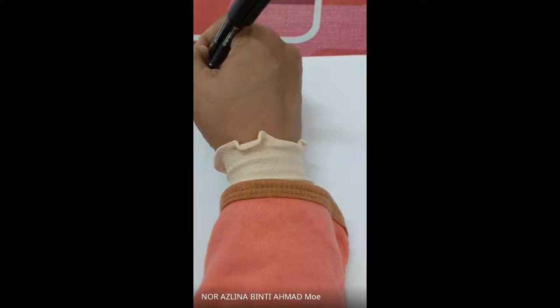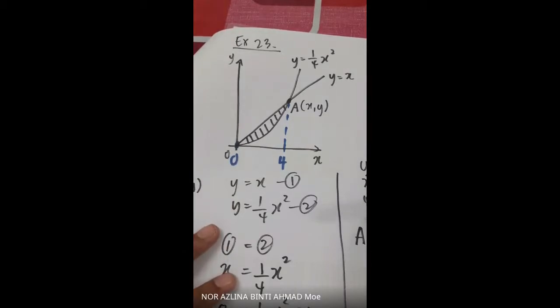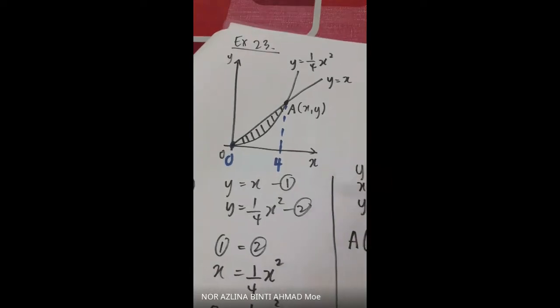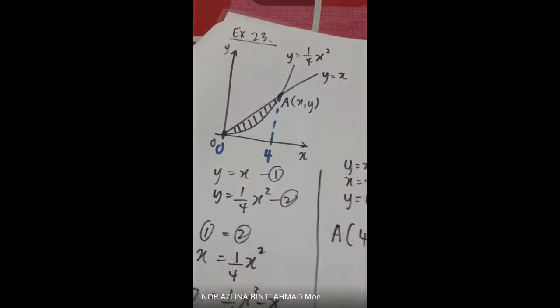Yes, teacher. Okay, now B. For B, read the question carefully. The generated volume in terms of pi when the shaded region is revolved fully about the x-axis. Okay, we want the volume when the shaded region rotates about the x-axis.